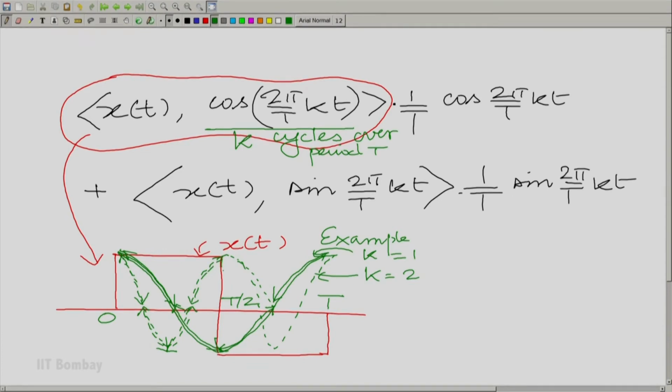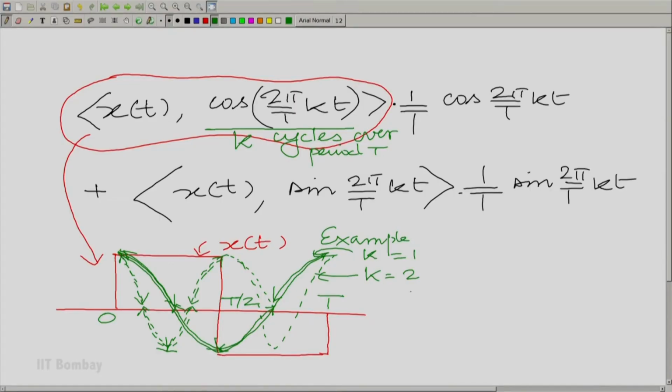Now, you can visualize. I have shown you the situation for k equal to 1 and k equal to 2. I encourage you to do it for arbitrary k. So, what I am saying is the dot product with cos(2π/T kt) falls to 0 for whatever positive integer k you take. So, let us record that. What we are saying is this dot product or this inner product is equal to 0 for all positive k.